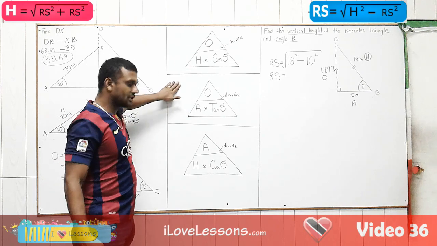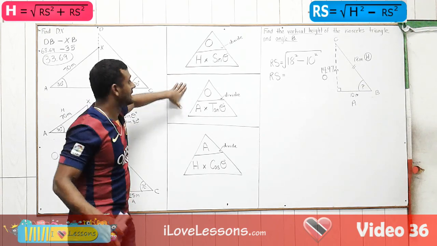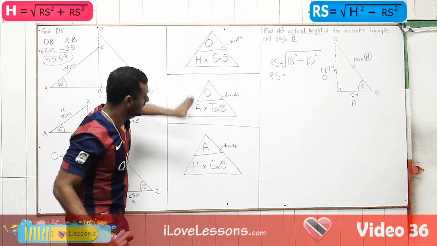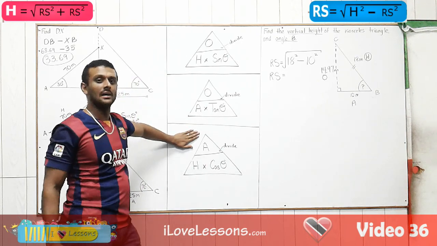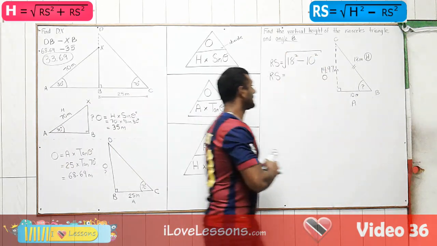I can close my eyes and just choose one. If I choose one of them, it will give me the correct answer. If I choose this one, it will give me the correct answer. If I choose this one, it will give me the correct answer. But I'll prove it to you, because this time we have the length of all 3 sides.